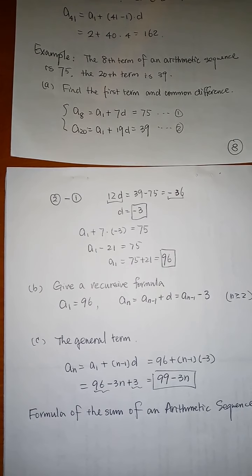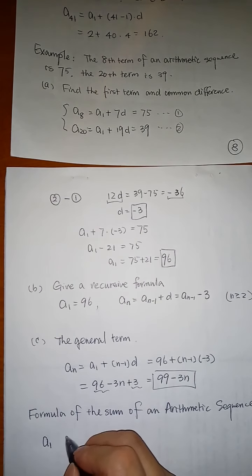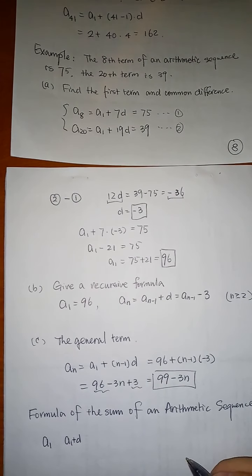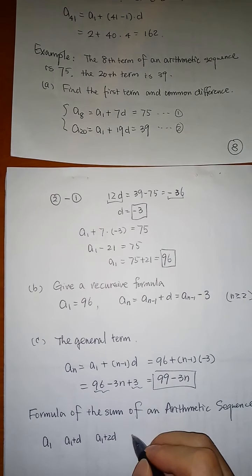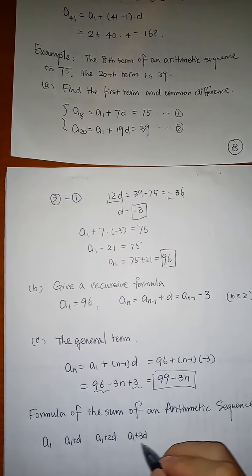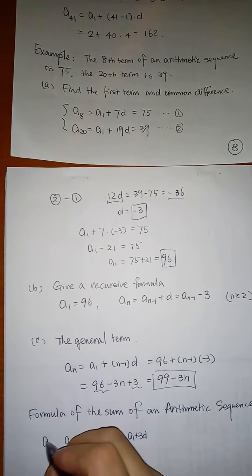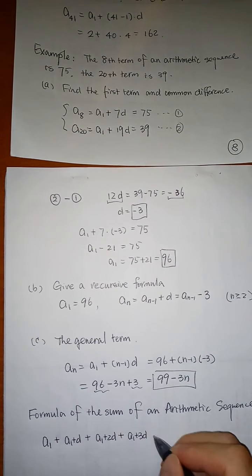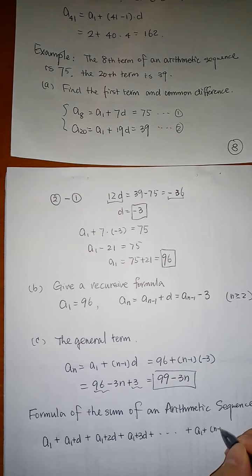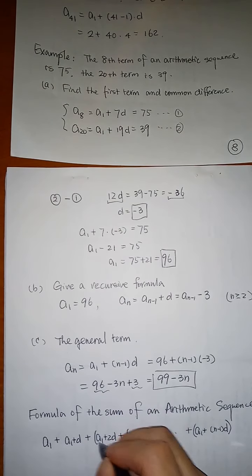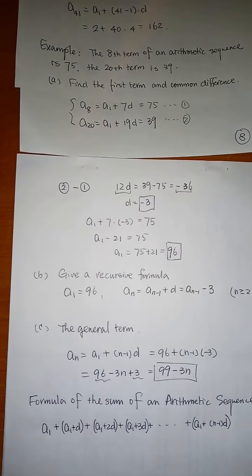Arithmetic sequence. Let's try to write a few terms. You see, A1. A2, what is A2? A1 plus D. What is A3? A1 plus 2D. What is A4? A1 plus 3D. Continue. And you're going to add them. Remember, you're going to add them, up to, what is an? a1 plus n minus 1 d. This is an. I put the parentheses to emphasize. This represents one term.